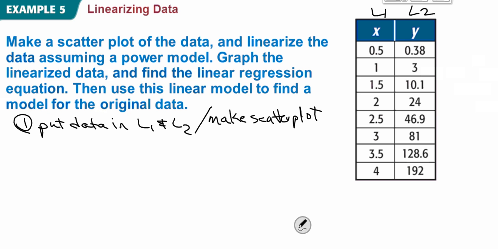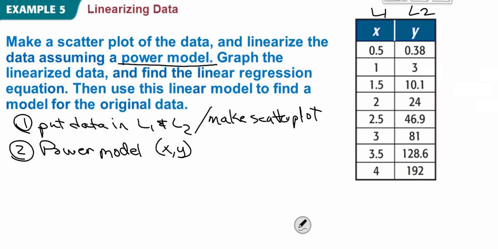And in this, it told us to assume a power model, so we don't have to check and see what's going to happen, but we will see that this data is linearized in a few minutes as we go. For step two, we're told to use a power model. And so what that means, and I'm going to write it this way, is (x, y) maps onto (ln of x, ln of y).